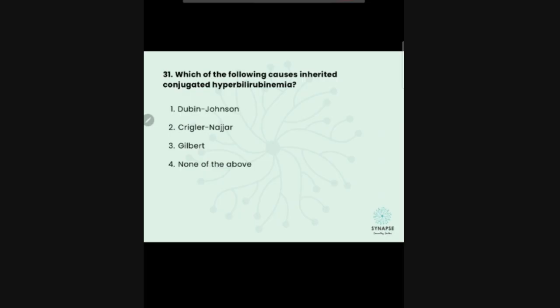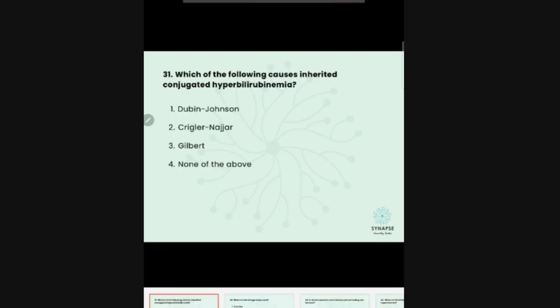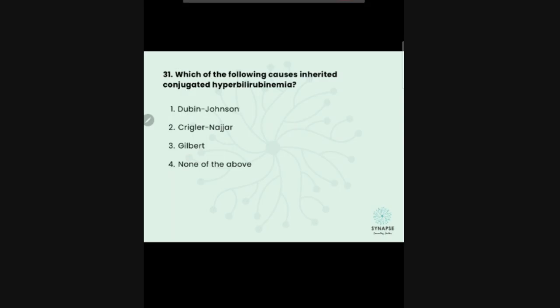Options: Dubin-Johnson, second Crigler-Najjar, third Gilbert, fourth none of the above. So one thing I have to remember here is Dubin-Johnson and Rotor belong to the conjugated hyperbilirubinemia group. Crigler-Najjar and Gilbert belong to unconjugated hyperbilirubinemia. Crigler-Najjar especially is due to UDP glucuronosyltransferase, UGT1A1 deficiency. So Crigler-Najjar and Gilbert are unconjugated. Conjugated hyperbilirubinemia is Dubin-Johnson and Rotor.